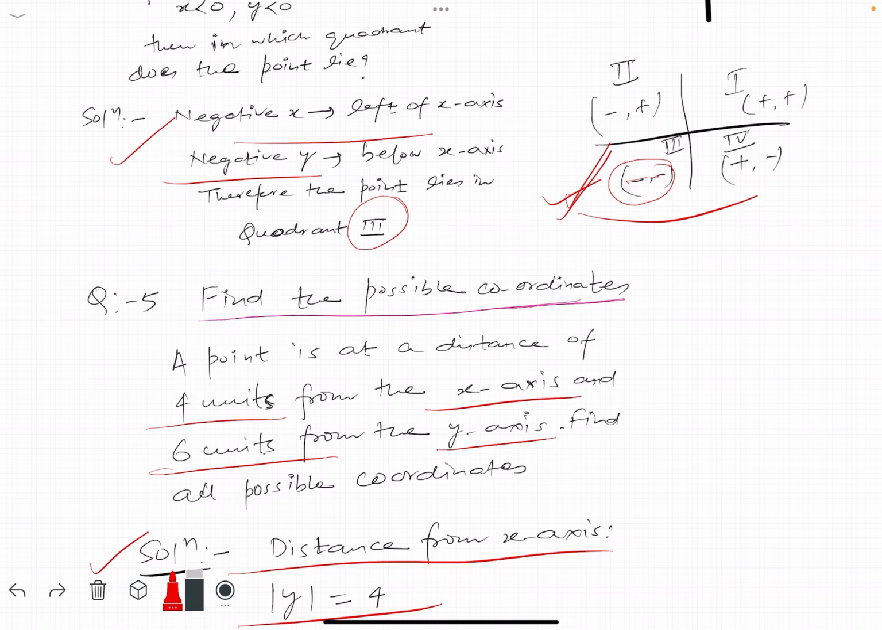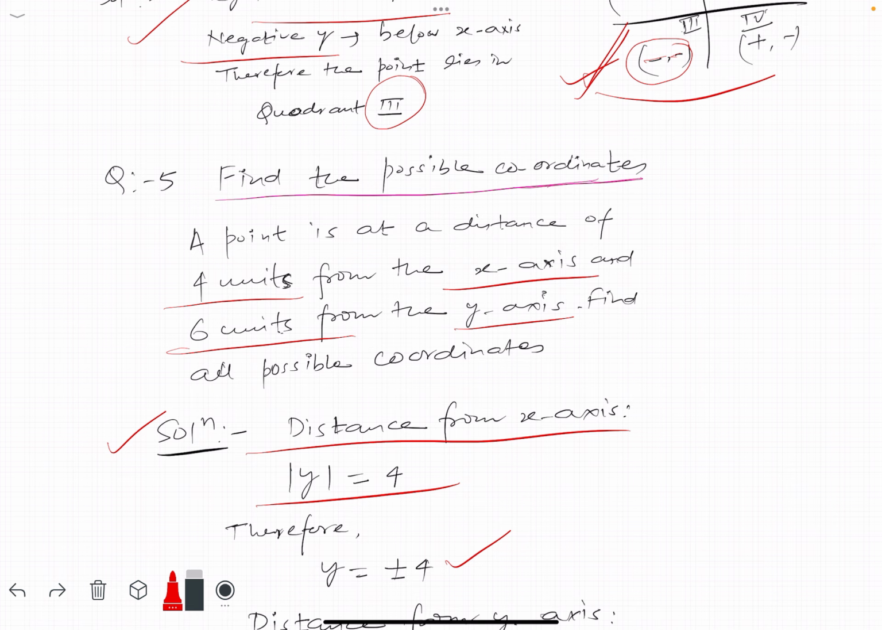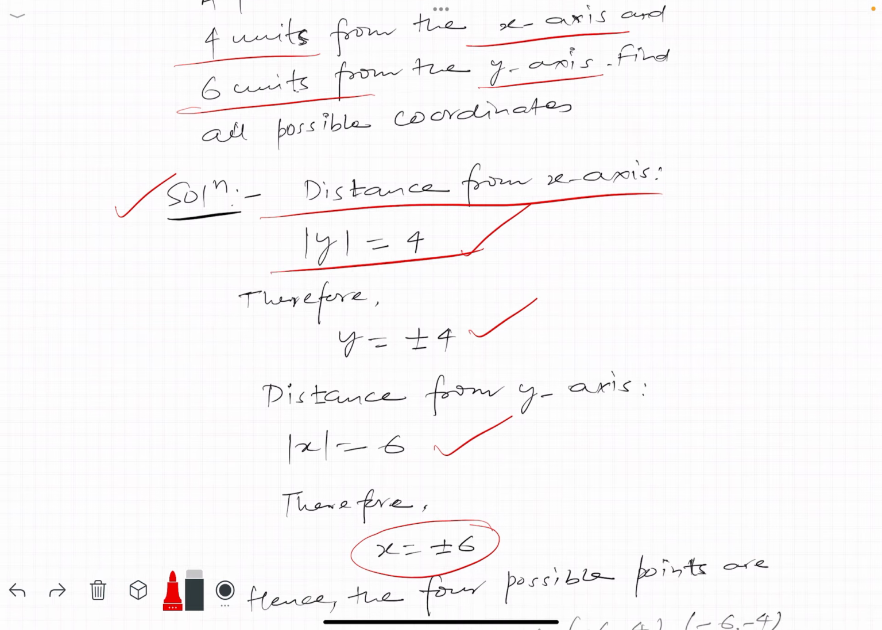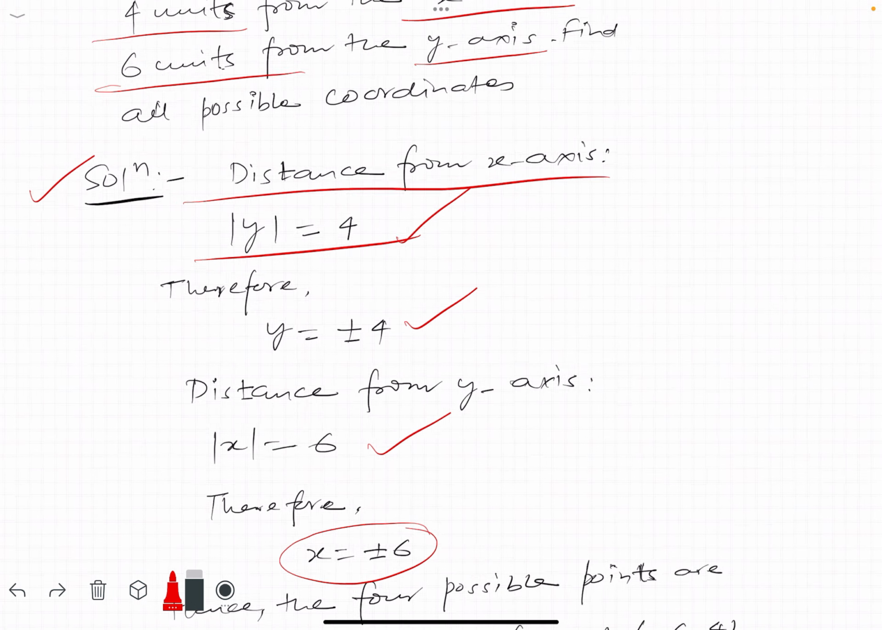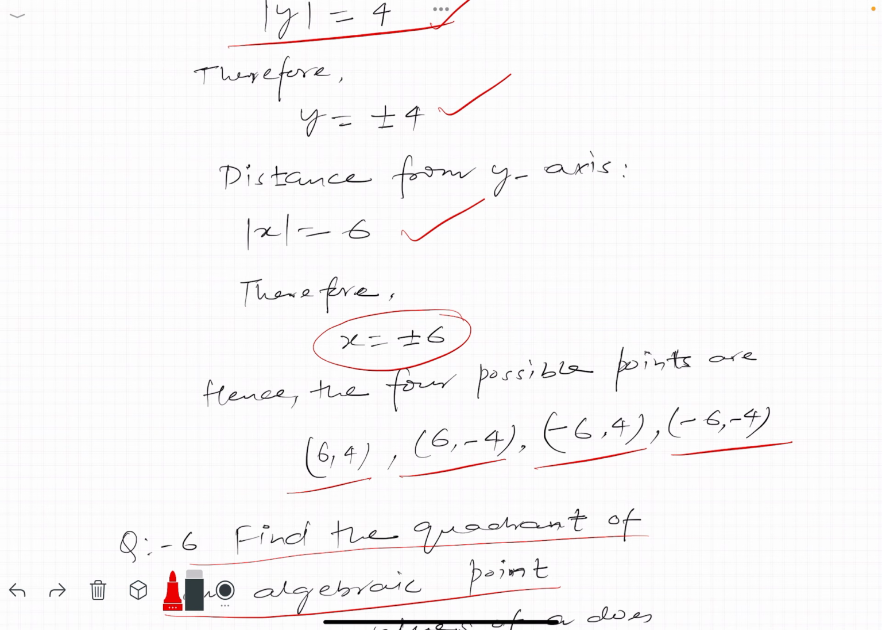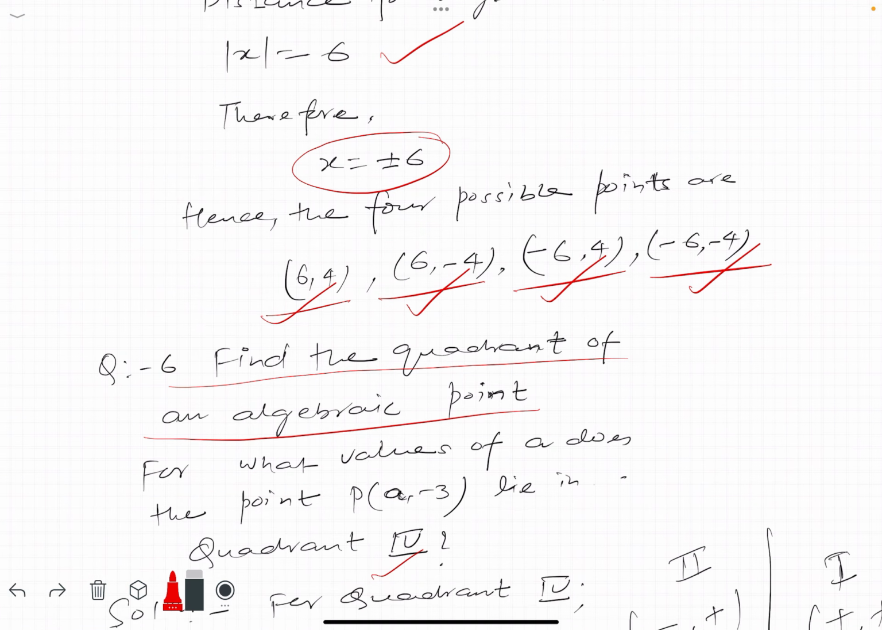Question 5 is find the possible coordinates. A point is at a distance of 4 units from the x-axis and 6 units from the y-axis. Find all possible coordinates. Distance from x-axis, modulus y is equal to 4, therefore y is equal to plus minus 4. Distance from y-axis, modulus x is equal to 6, therefore x is equal to plus minus 6. Hence, the 4 possible points are (6, 4), (6, -4), (-6, 4), (-6, -4).